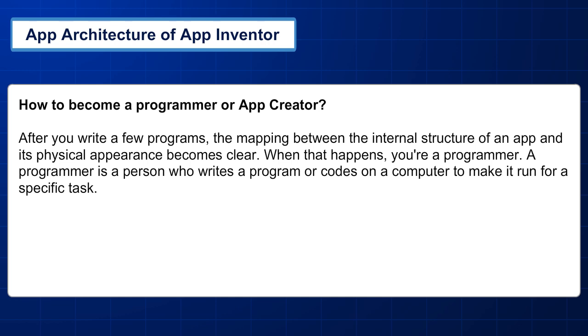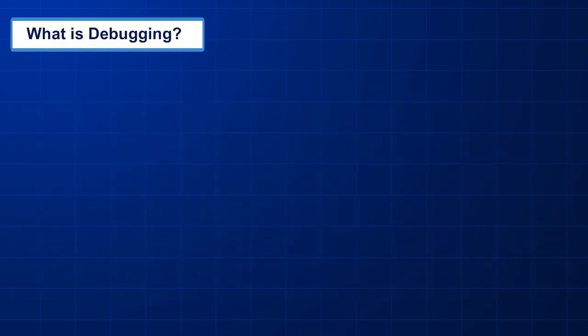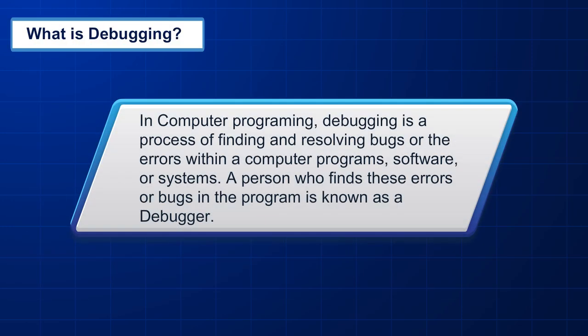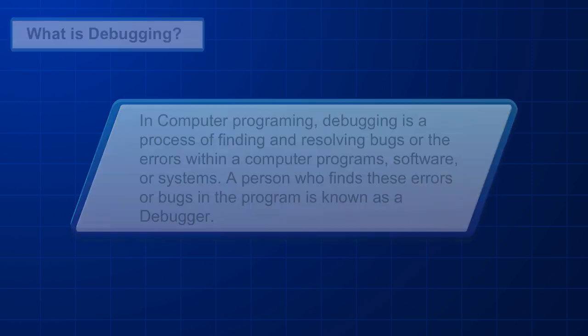A programmer is a person who writes a program or codes on a computer to make it run for a specific task. What is debugging? In computer programming, debugging is a process of finding and resolving bugs or errors within a computer program, software, or systems. A person who finds these errors or bugs in the program is known as a debugger.